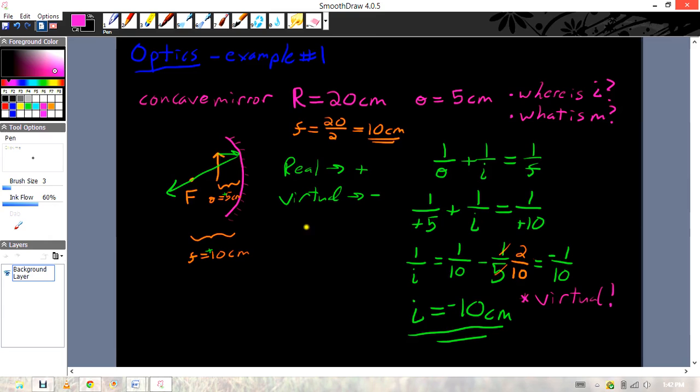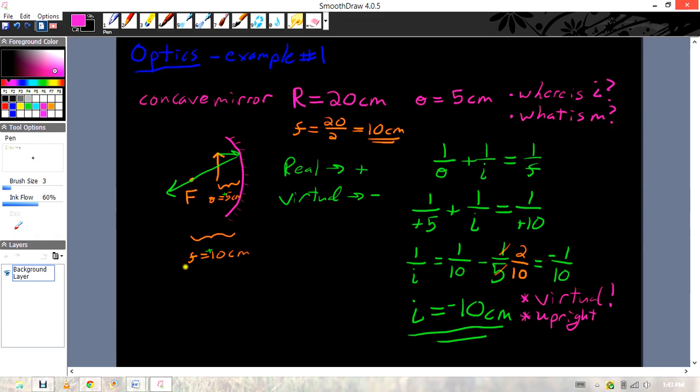And since it's virtual, it has to be upright. Just like if you looked at yourself in a mirror, you would see yourself upright on the opposite side of the mirror. So it's virtual, therefore it's upright. Those will always correspond, no exceptions.